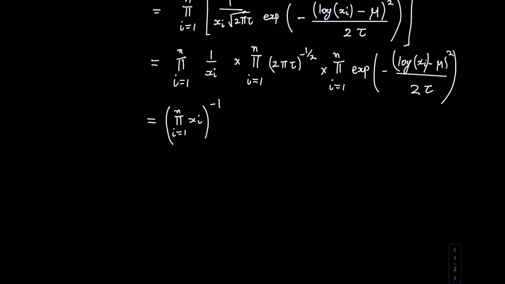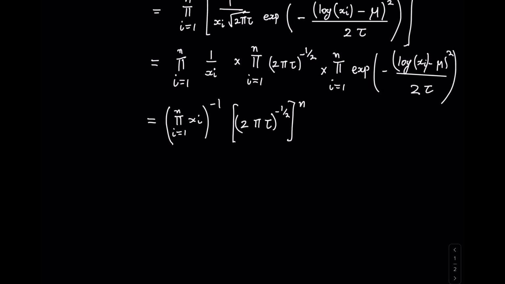You can see here that the index i actually doesn't appear in the second lot of terms, which means when we multiply i equals 1 to n, this is actually just equivalent to multiplying the term in the middle by itself n times. So when you multiply this by itself n times, you just get it to the power n. So you get 2 pi tau to the -1/2, and then all of that to the power of n.